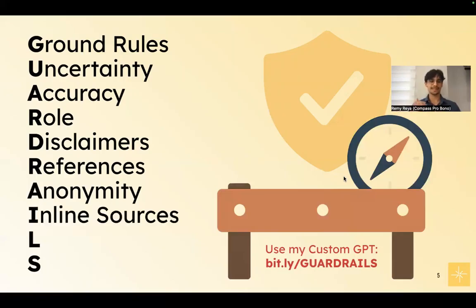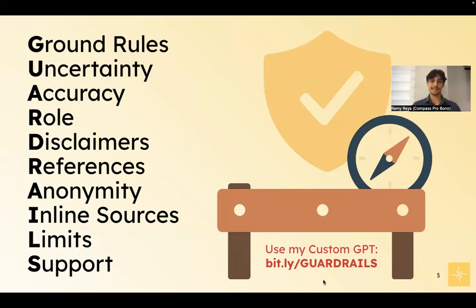Inline sources, so I like to prompt Perplexity to put the sources and the footnotes in the actual body of the text, right? We're going to say limits. So what are the limits of what it can do and how does it respond when it hits those limits? And then support. So if the user runs into a wall with our custom bot, how does it get support? And I've actually set up, I'll show you this in a few minutes, I set up a custom GPT that walks you through this whole process, this whole acronym.